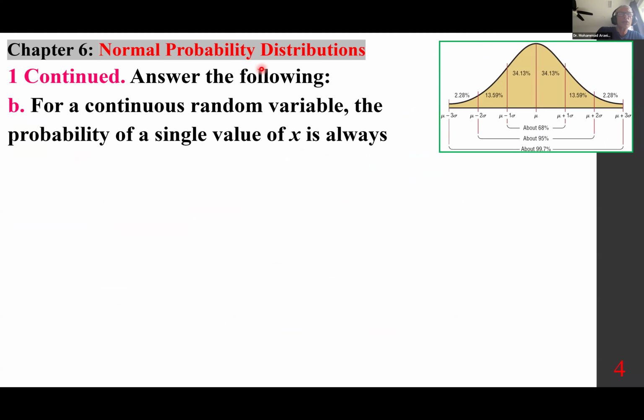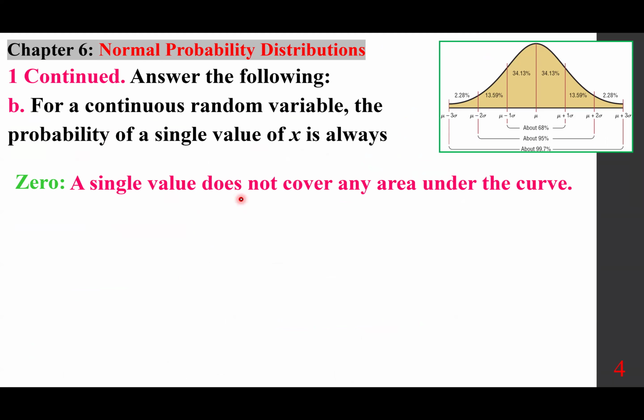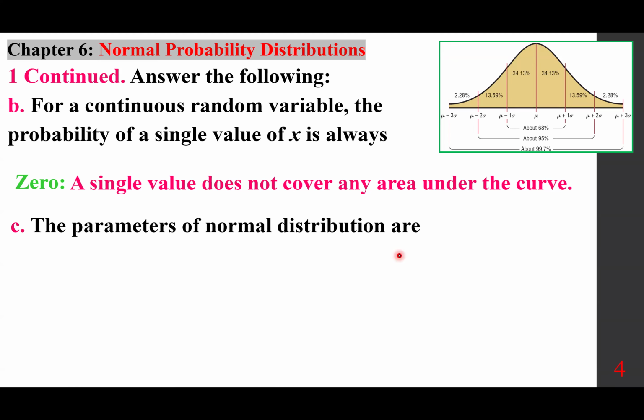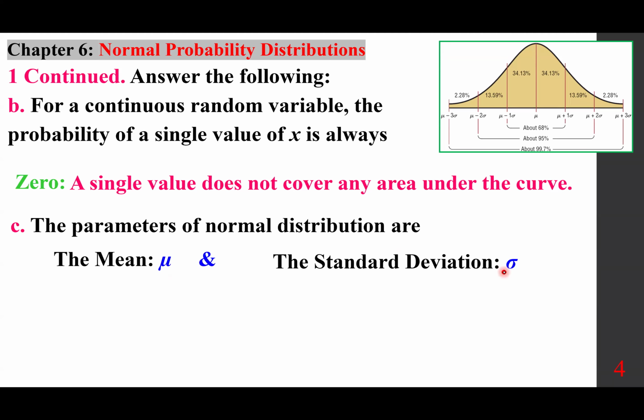All right, so we're going to continue on that thought, and over here, answer the following. For a continuous random variable, the probability of a single value of x is always 0. Why is that? A single value does not cover any area under the curve. So we need an interval. The parameters of normal distributions are the mean and standard deviation. The mean for population is mu. The standard deviation for population is sigma.